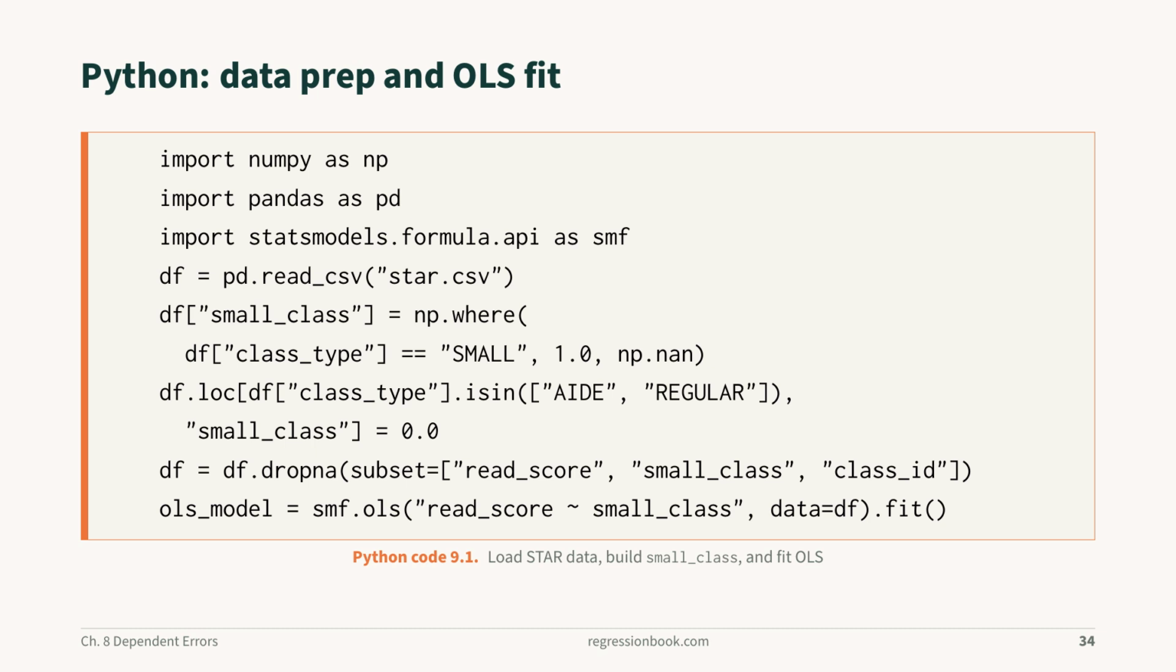The Python preparation for STAR shows honest data handling. Build the small class indicator explicitly. Treat the aid classes as regular. Drop incomplete rows on exactly the variables in use, then fit by the formula interface. The care in constructing the indicator is not pedantry. A silent coding slip here poisons every later number.